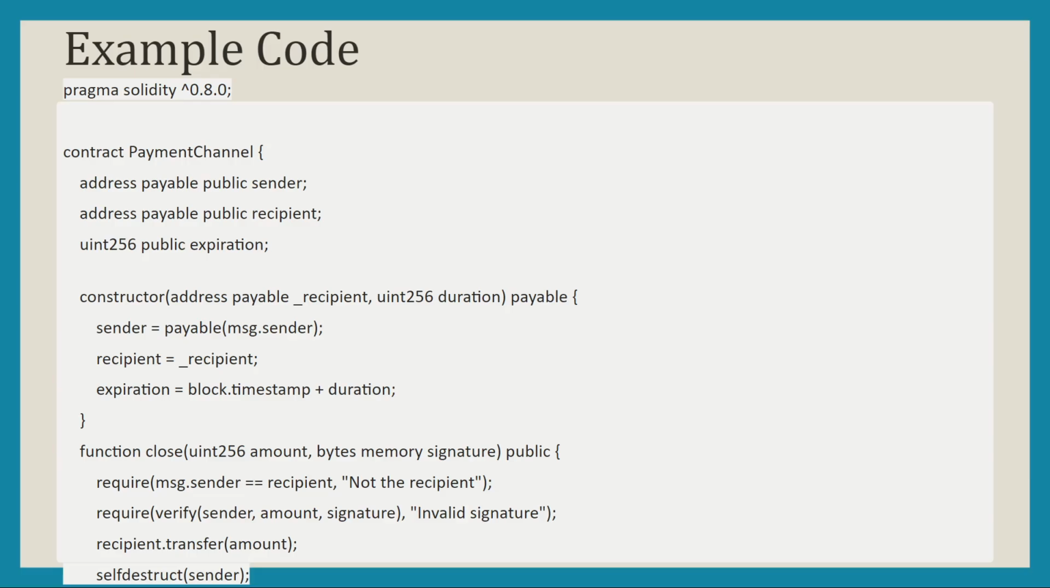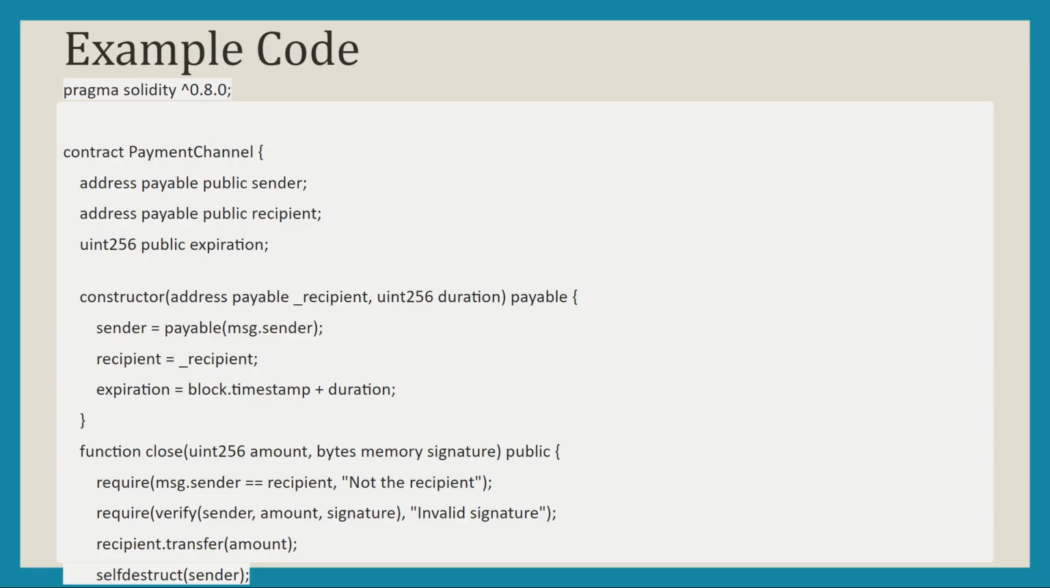Recipient is set to the specified recipient address. Expiration is set to the current time plus the specified duration. The constructor is also marked as payable to allow the contract to receive Ether upon creation.